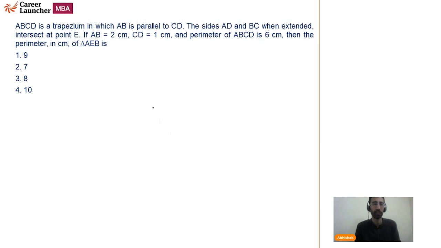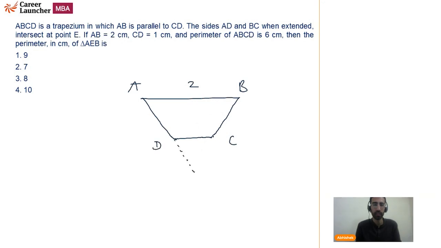The question says ABCD is a trapezium in which AB is parallel to CD. These sides, when extended, intersect at point E. So the diagram is simple. AB is 2, the trapezium is ABCD, and CD is 1. If I extend AD and BC, they meet at point E. The perimeter of ABCD is 6 centimeters.